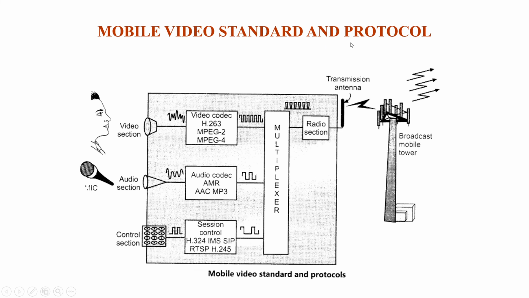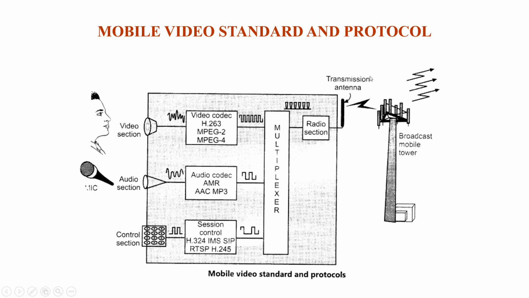Mobile video standards and protocols. For video you are having H.262, MPEG-2, MPEG-4. For the audio section you are having audio codecs AMR, Advanced Audio Codec, MP3. For session control you have protocols H.324, IMS, SIP (Session Initiation Protocol), RTSP (Real Time Streaming Protocol), H.246. So these are the protocols associated with video, audio and control sections. All these are multiplexed in the multiplexer and given to the radio station.